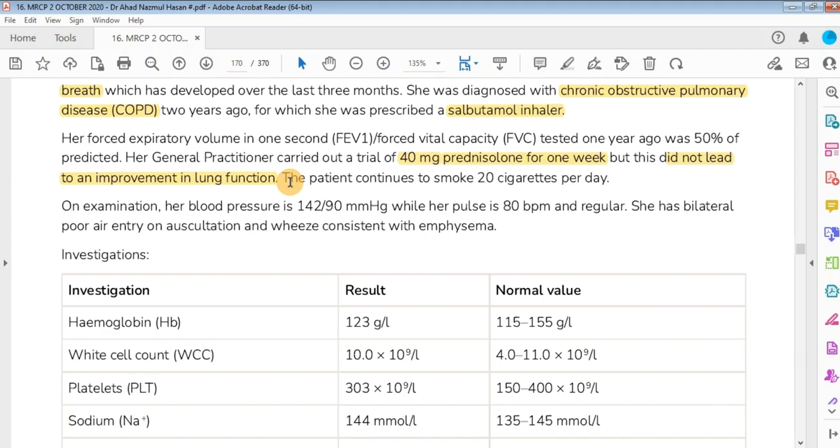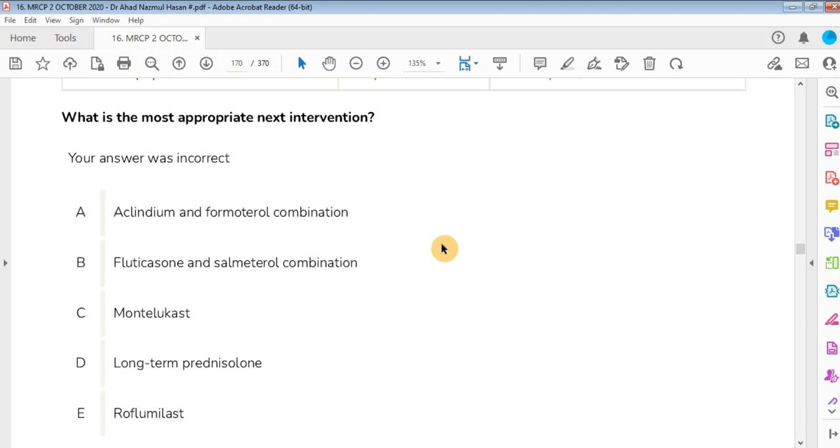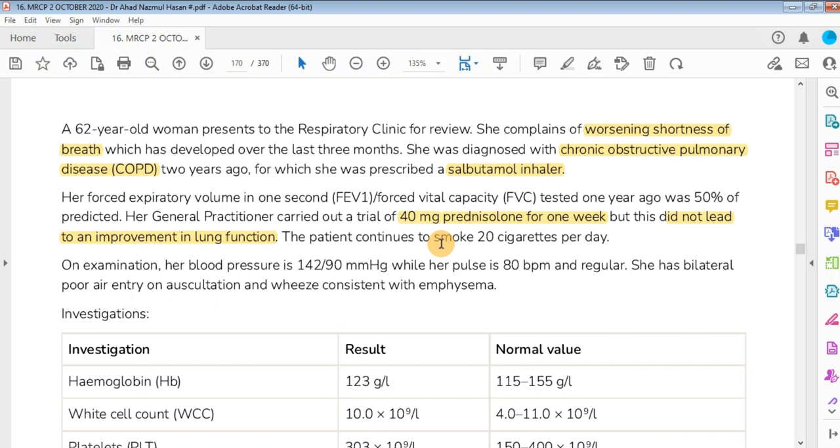What is the most appropriate next intervention? Aclidinium and formoterol combination, fluticasone and salmeterol combination, montelukast, long-term prednisolone, and roflumilast. A 62-year-old woman presented to the respiratory clinic for review. She complains of worsening shortness of breath, which has developed over the last 3 months. She was diagnosed with chronic obstructive pulmonary disease 2 years ago, for which she was prescribed a salbutamol inhaler.